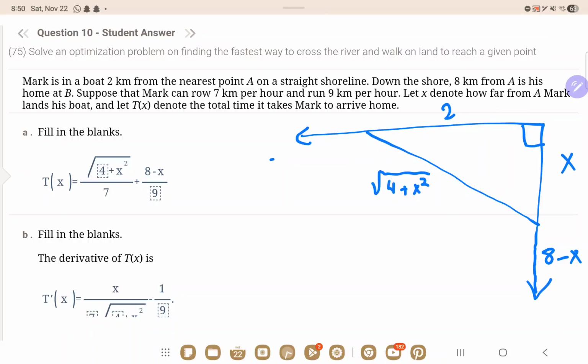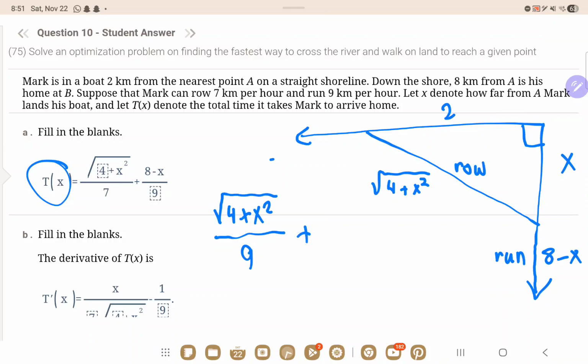And 2 squared can be replaced by 4. They're telling you this part is where he's rowing, and this part is where he's running. So basically 4 plus x squared under the radical sign, and he can do it at 9 kilometers per hour. This is the distance. Distance divided by speed gives you time. They want the time. So divide by 9, plus 8 minus x, divide by 7. Because he can row at 7 and run at 9.